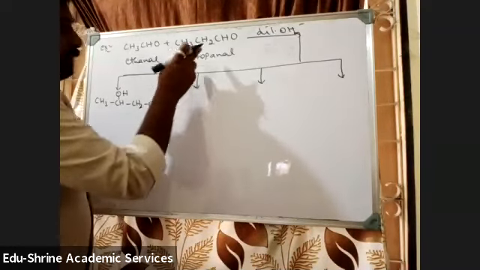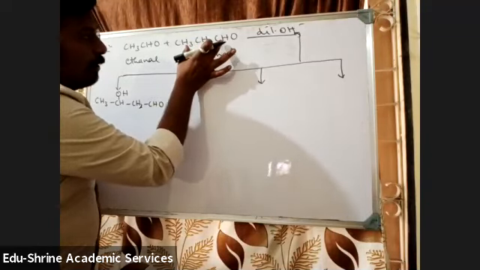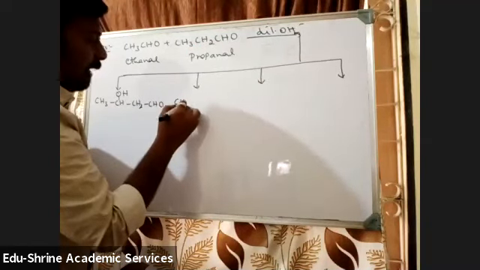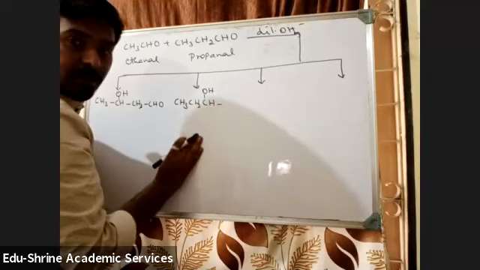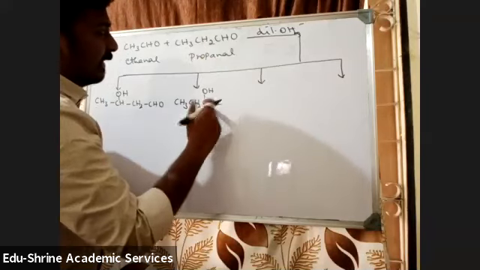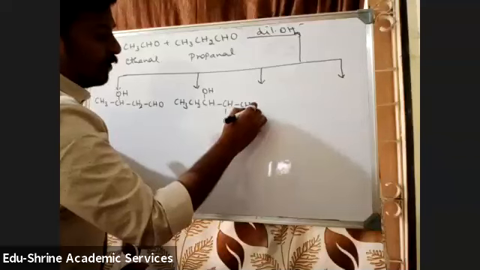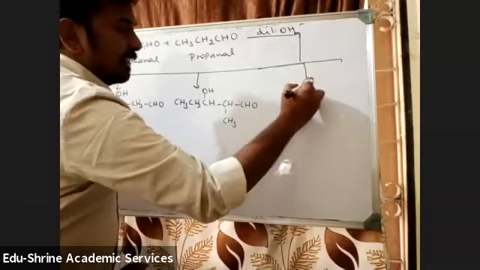The second one is reaction between these two. When there is reaction between these two, for one molecule, this will be converted into OH: CH3, CH2, CH, OH. Then from the other molecule, you will get a negative charge, which will be attacking this carbon atom. You will get CH, CH3, CHO. These two we have already seen. So this is the second product.